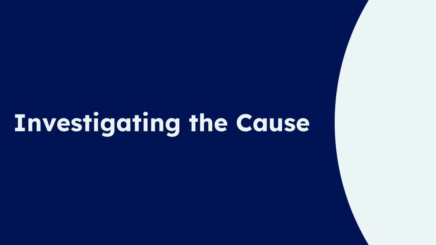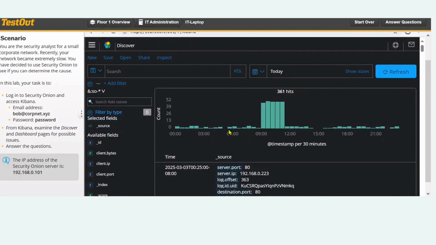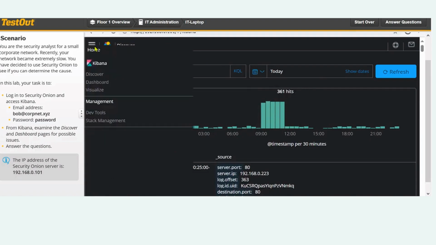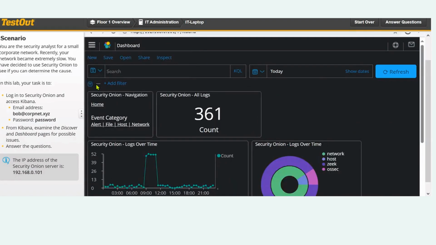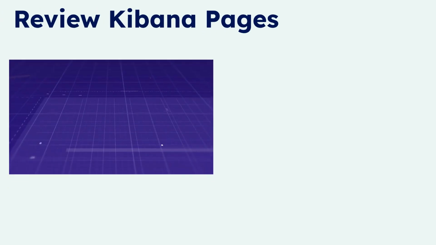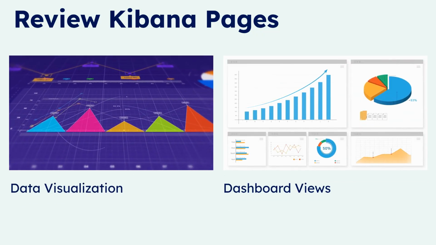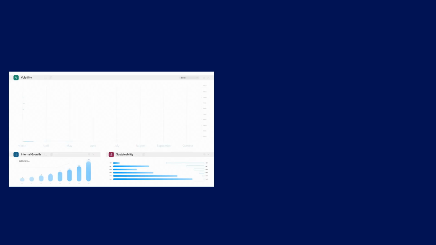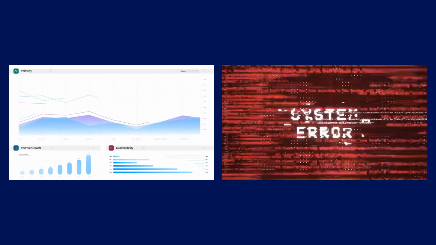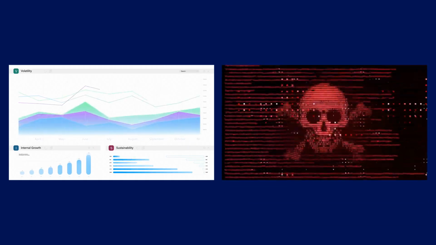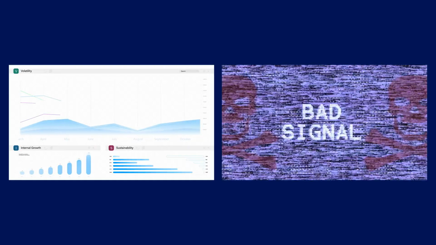Now that you're in Kibana, the real investigation begins. We need to find evidence to explain the network slowness. Thoroughly examine both the Discover and Dashboard pages within Kibana to get a complete overview of network activity. Pay close attention to any unusual traffic patterns or alert events.